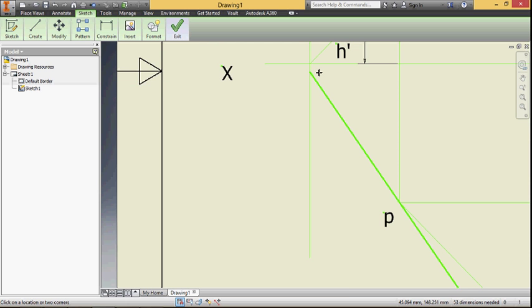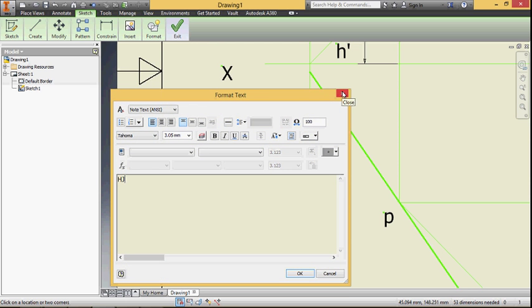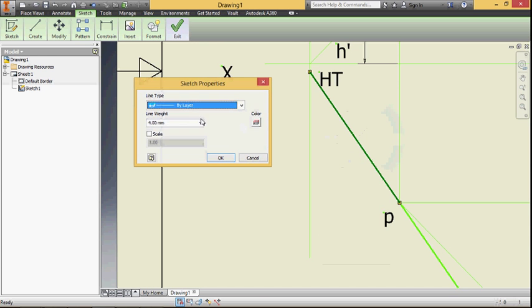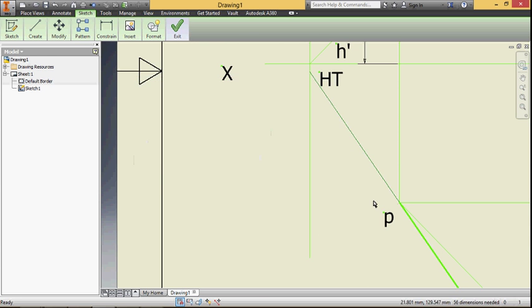So this point is called HT, capital HT. HT is the horizontal trace. So PQ, extend the top view such that it will intersect the perpendicular line, that point is the horizontal trace. HT is the horizontal trace and H dash is the front view of the horizontal trace. You can see H dash will be on the reference line.